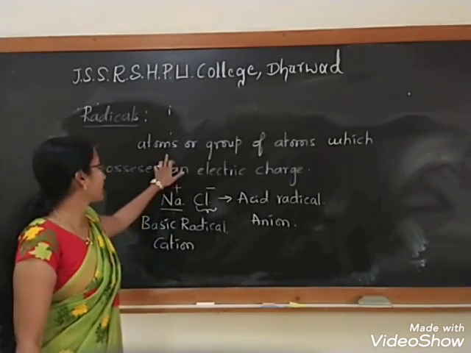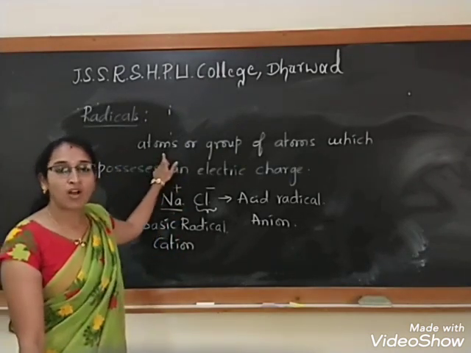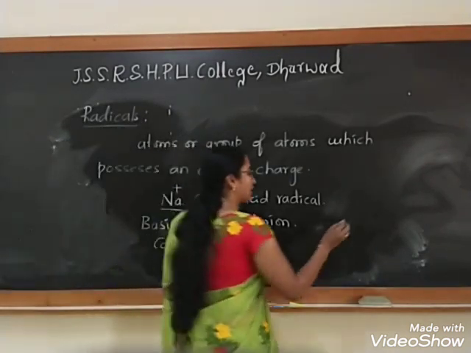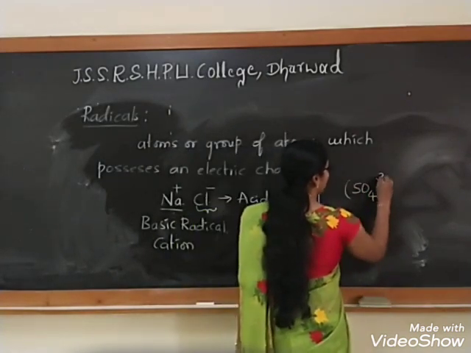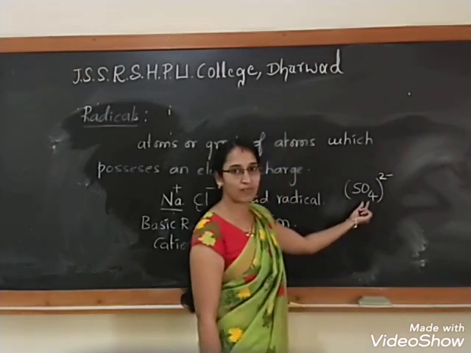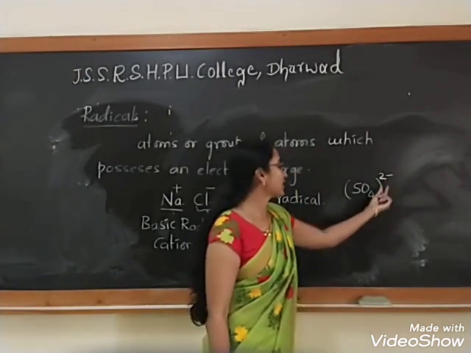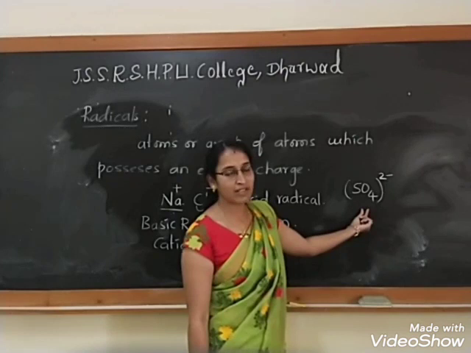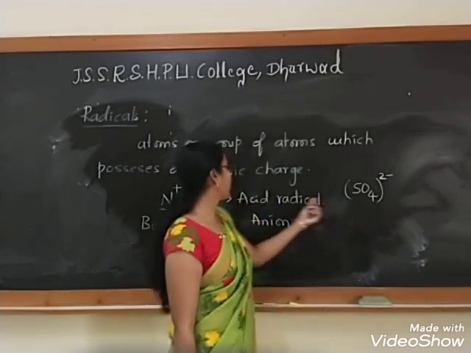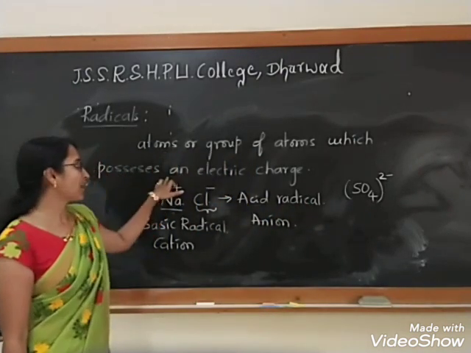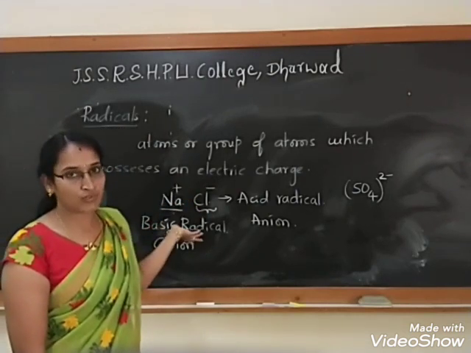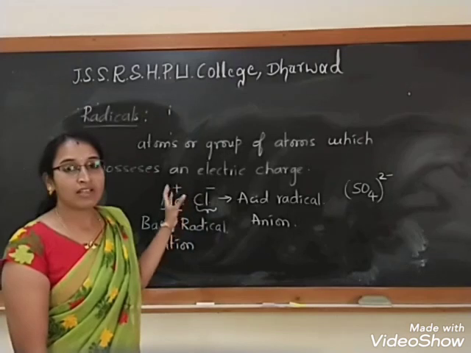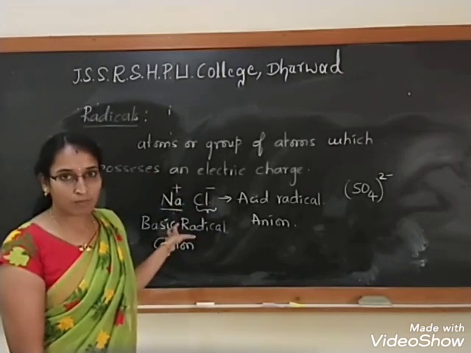Okay, so radicals are nothing but atoms or groups of atoms. Group of atoms means like this: sulfate, SO4 2 minus. This is a group of atoms which has a negative charge, so that's why it is known as acid radical. So atoms or groups of atoms which possess an electric charge, either it may be a positive charge or a negative charge. If it has a positive charge, then it is called basic radical.